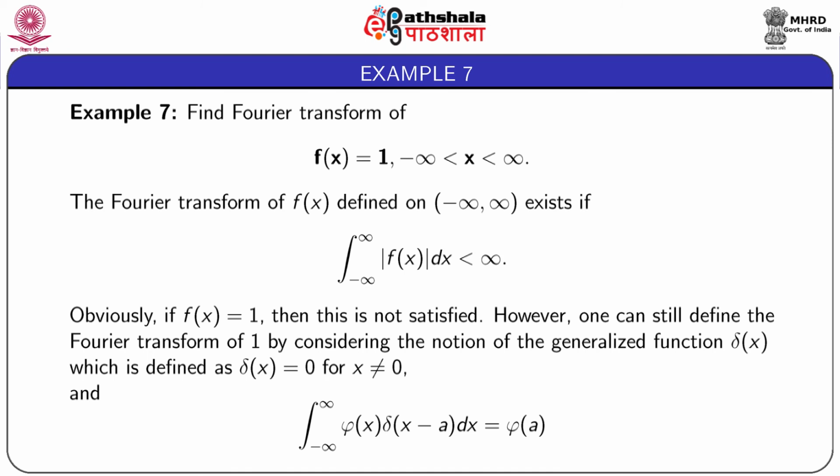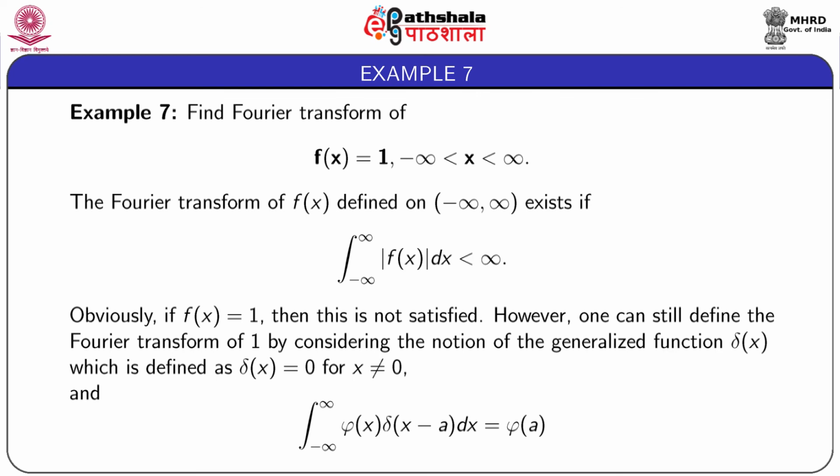Next we come to example 7. This is a very interesting example. We are to find the Fourier transform of f(x) equal to 1, a very simple function. x lies in the interval -∞ to +∞. Now, recall that the Fourier transform of a function defined in the interval -∞ to +∞ exists if the integral of |f(x)| dx is finite, that is, the function f(x) is absolutely integrable, that is the condition of the Fourier integral theorem.